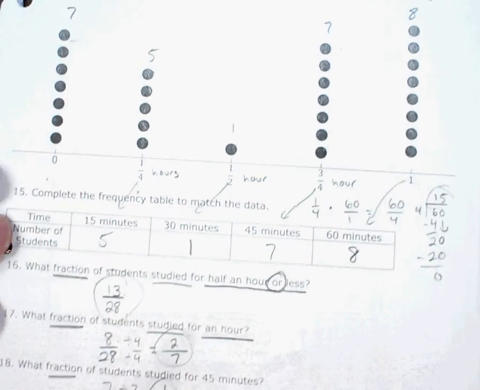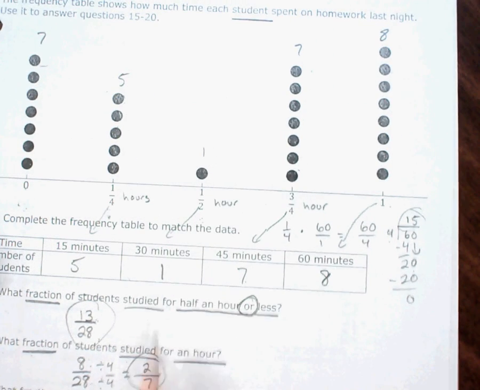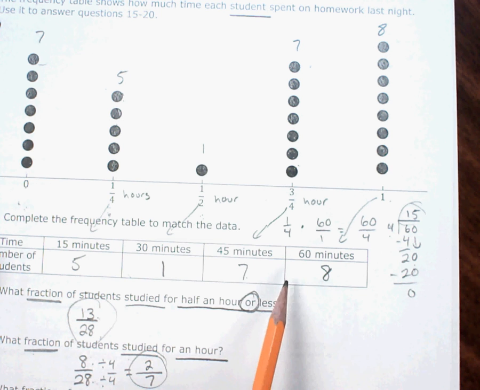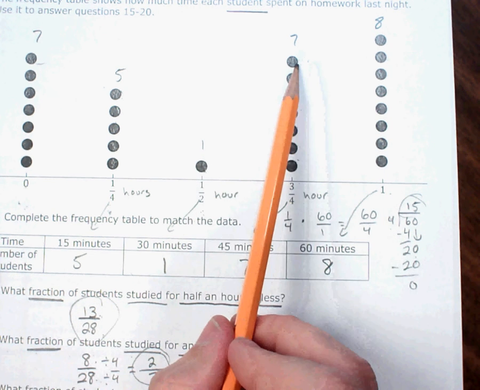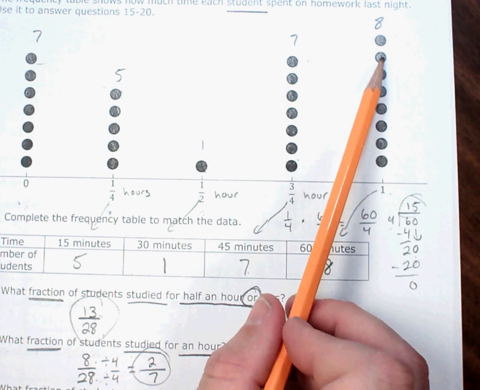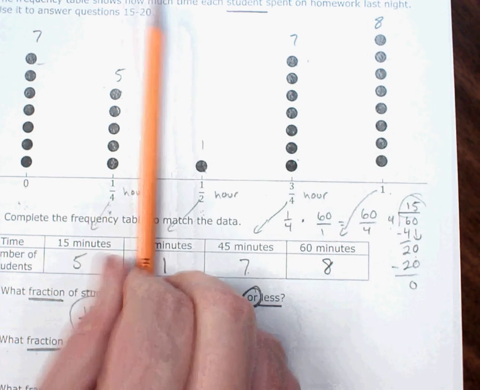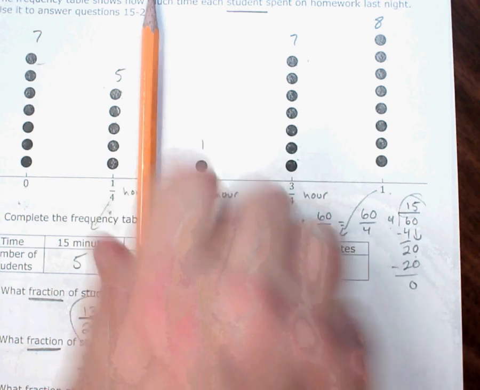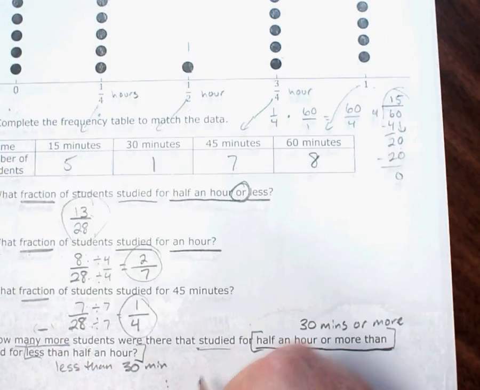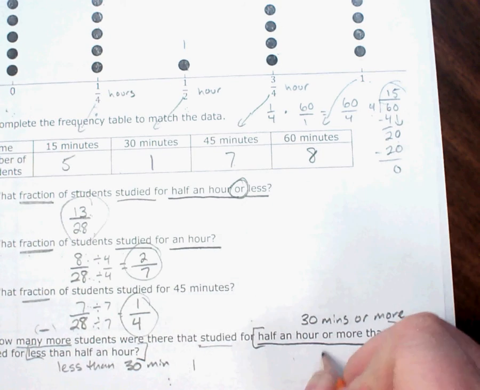So let's first get this number, half an hour or more. Let's go back up to my dot plot, and I could look at my frequency table for this too. For this first part, it won't help me on the second part though. So we got 1 plus 7 gives me 8, plus 8 more gives me 16. So these are all the students that studied for half an hour or more. I've got 16 students here. All right. So actually, I'm going to write it right here, 16.